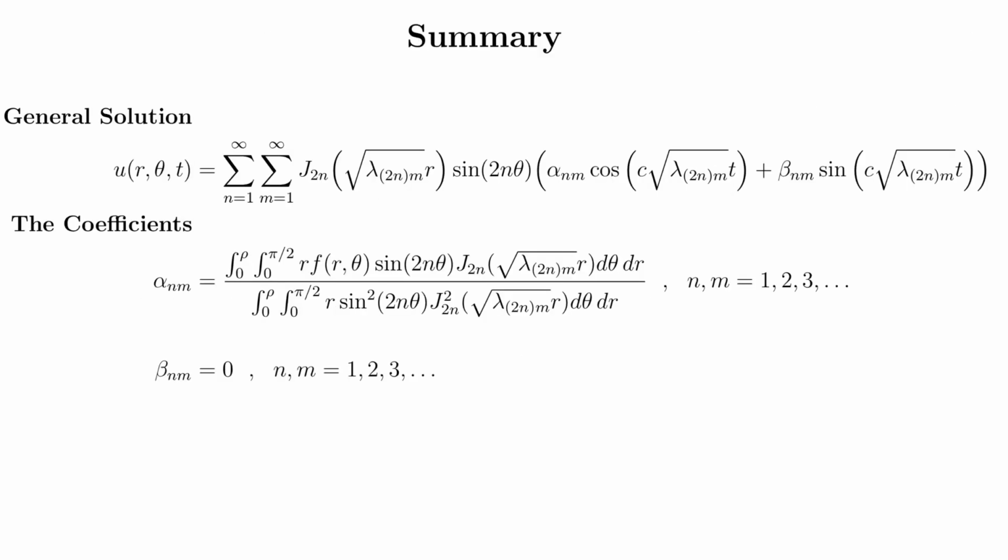Here's a summary then. The first line is the general solution of the equation of the initial-boundary value problem, and the coefficients are given in the formulas at the bottom of the screen.